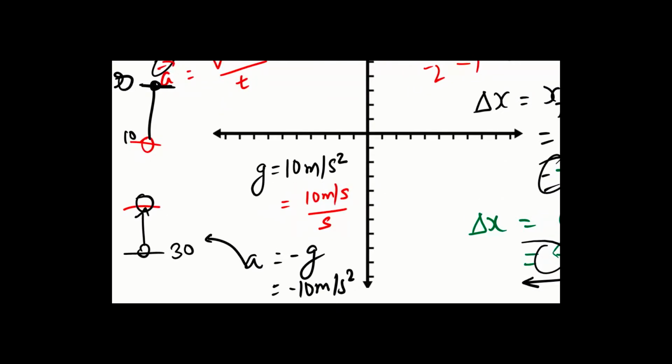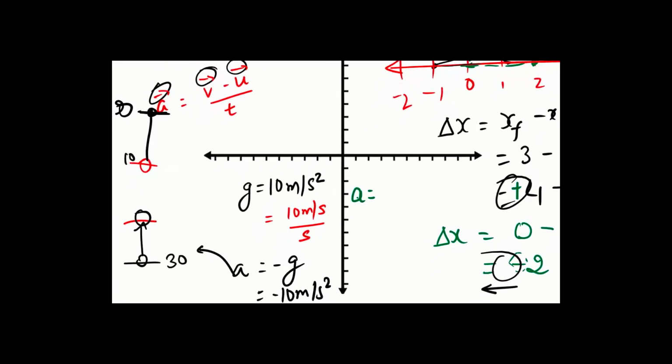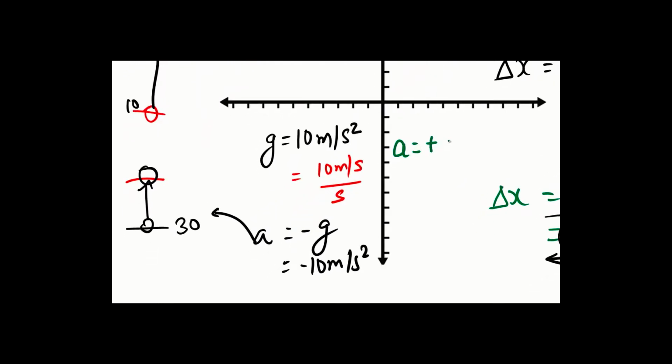So how did we decide the sign of acceleration? It was decided on the basis of whether the velocity is increasing or decreasing. Acceleration is positive if velocity increases, and acceleration is negative when velocity decreases. Here you can see velocity is decreasing: 30 to 20 to 10 and to 0.